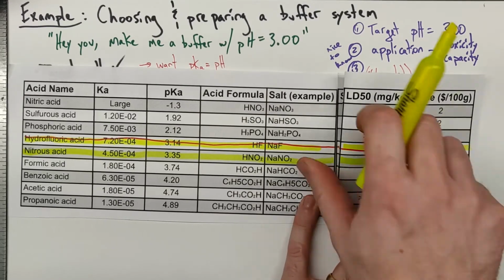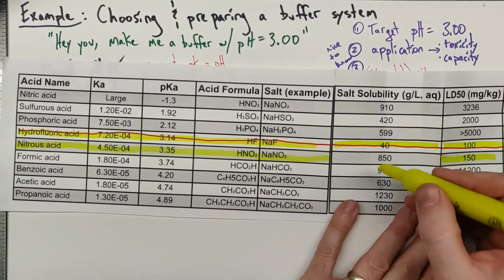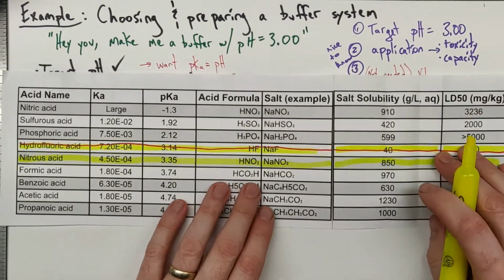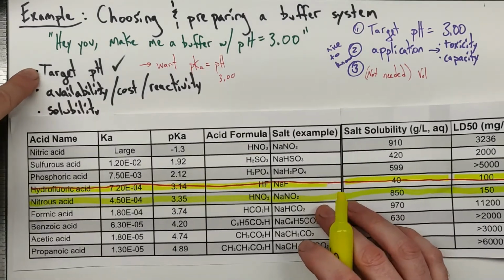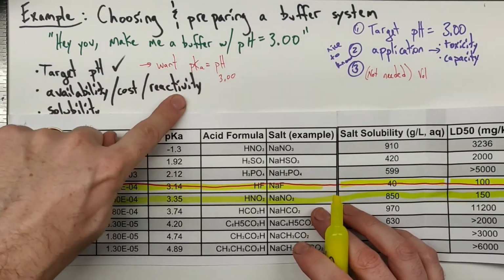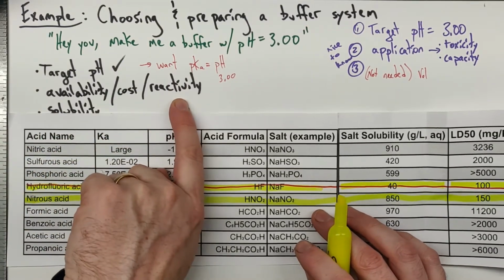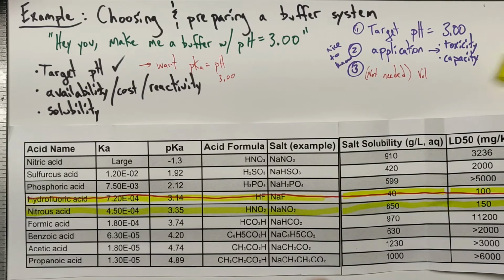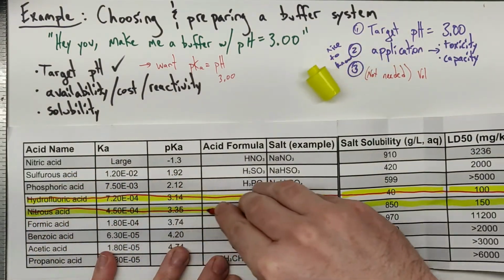It's not super expensive. And in terms of solubility, it's got great solubility. So, well, I mean, it's pretty darn good. So if you look here, target pH, not great. Availability, not great. Cost, pretty okay. Reactivity, it's pretty toxic, so we probably don't want to work with that. Solubility is great, though. So that's another one that we're going to have to cross off of our list.